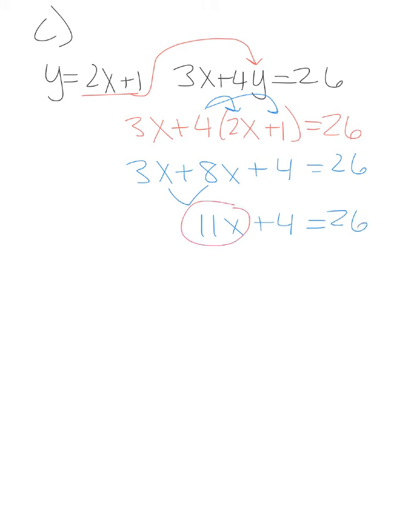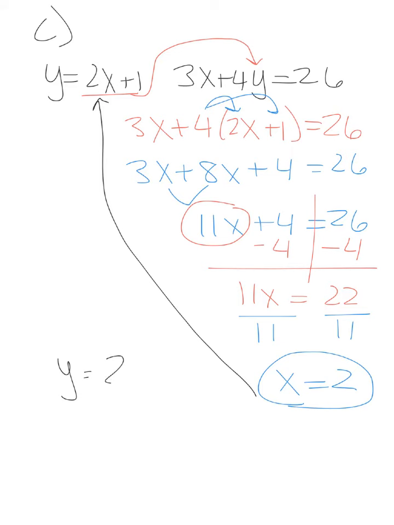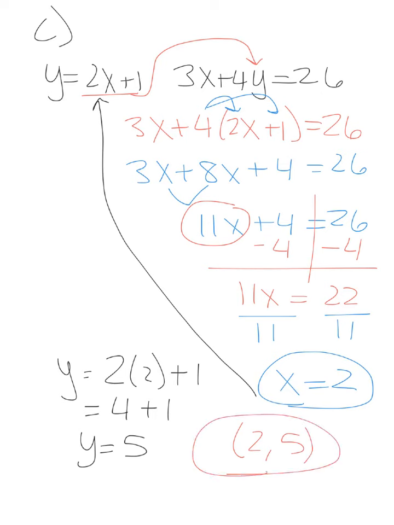Circle my 11x, can't touch it. What can I touch? Opposite of positive 4 is negative 4. 26 minus 4 is 22. Divide by 11, and x equals 2. I'm going to take my x equals 2 and go back to my y equals equation, and plug in 2 for x. 2 times 2 is 4. 4 plus 1 is 5. That means my final answer is the ordered pair, 2, 5. Pause the video and work on letter D.